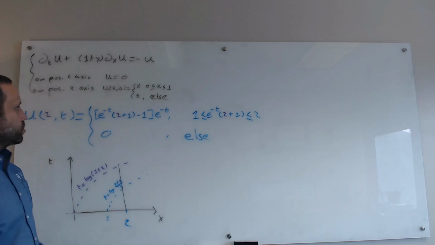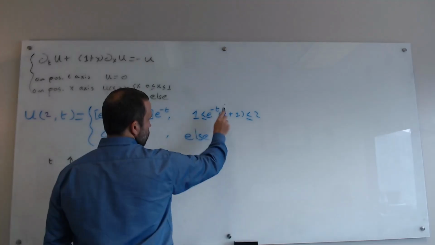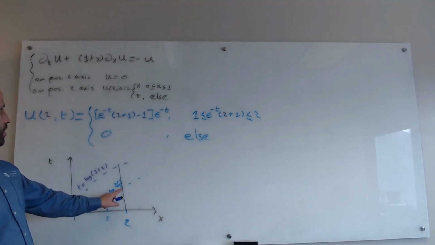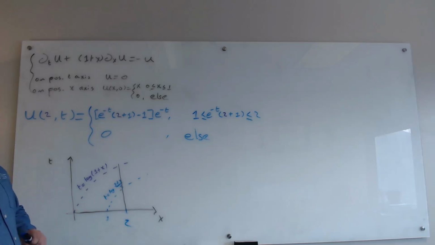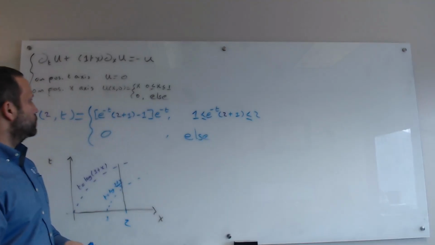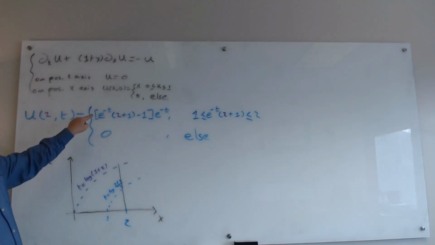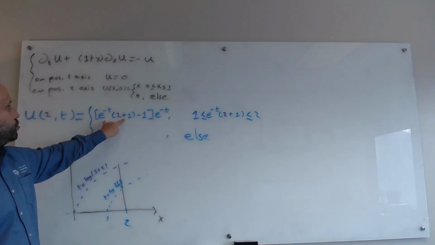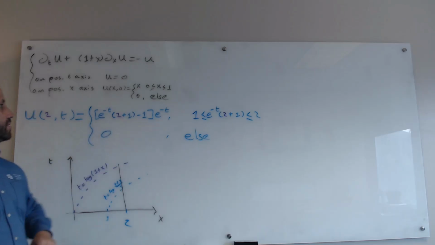Like you start so that this value is bigger than 2, and as t increases, eventually you're going to get to a point right there when e to the minus t times 2 plus 1 is exactly equal to 2. Okay, so in other words, e to the minus t times 2 plus 1, that's equal to 2. 2 minus 1 is 1, and e to the minus t.